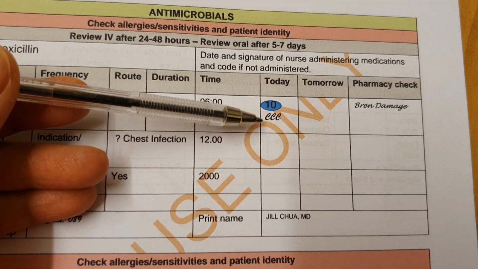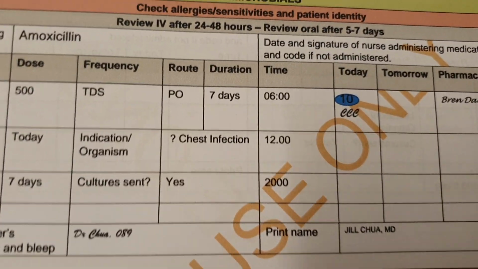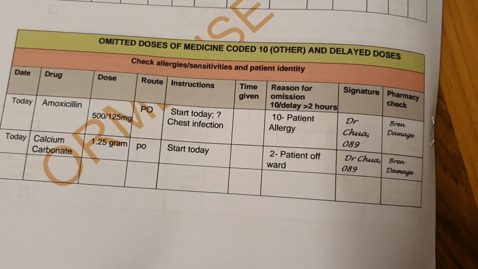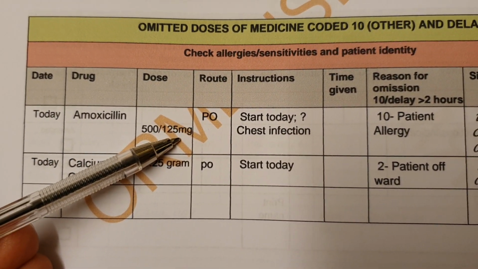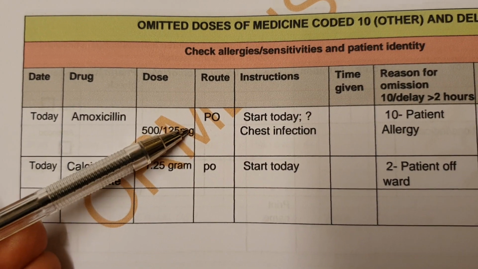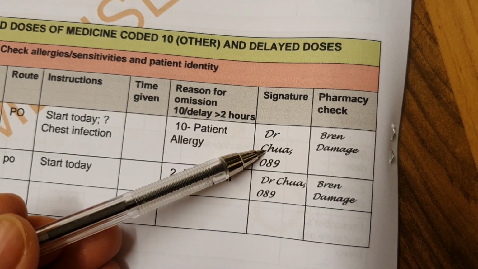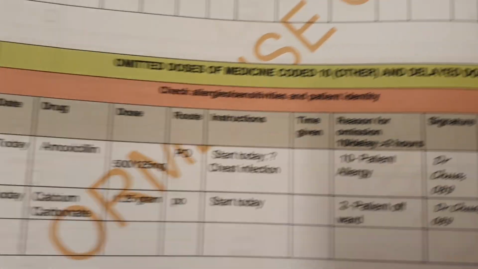Now, at 8 o'clock, there is a code number 10. It was signed. If there is a code, meaning that drug is not given. So go back to the back page where there is information on omitted doses of medicine. It is right at the back. What does it say? Amoxicillin 500. It should only be 500, guys, so that's a typo. And the reason was patient is allergic. The signature is there. So the patient is allergic to it, so they didn't give that.